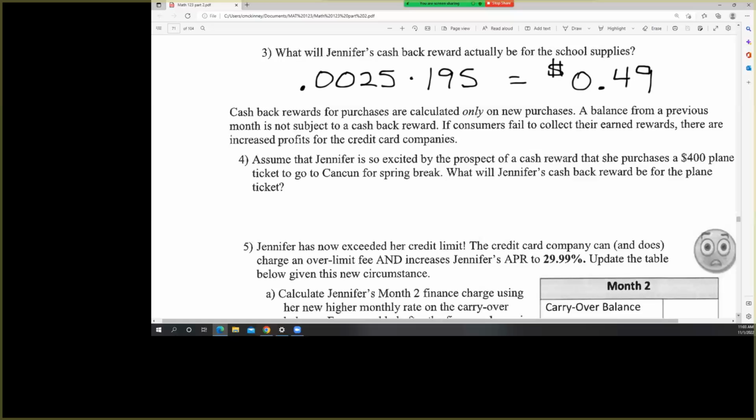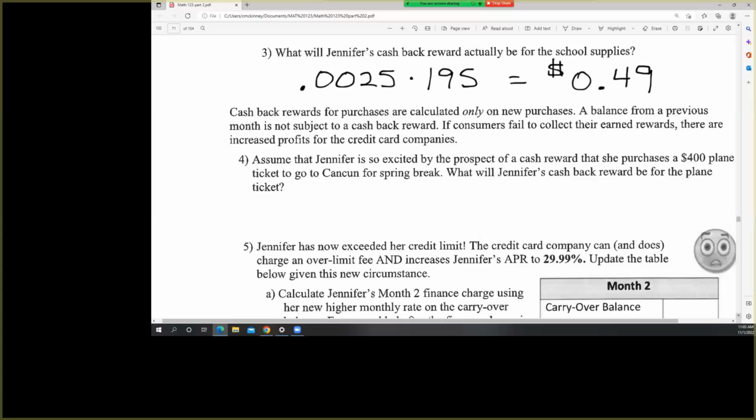She would not get the full 1% until she exceeds that. But she would still get the 0.25. She gets this 49 cents, but there's probably something she has to do to actually claim it. They're not just going to take it off her bill automatically.